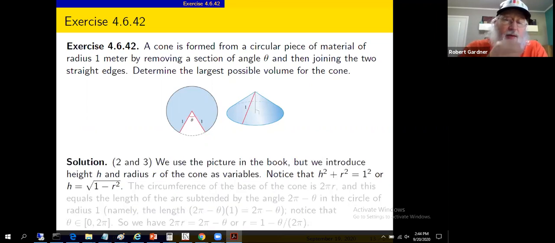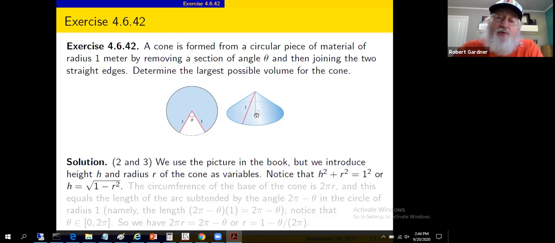Okay, step 1, we read the question. Steps 2 and 3, draw a picture. So let's use their picture. And let's introduce height h and radius r of the cone as variables, or as unknowns. Then, as I just commented, we'll have h squared plus r squared equals 1. We've got a right triangle here. They've got the right angle there.